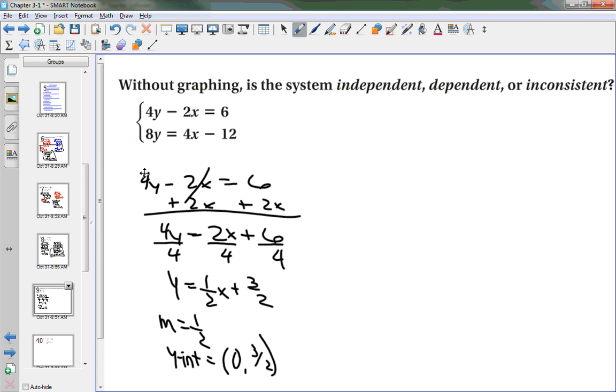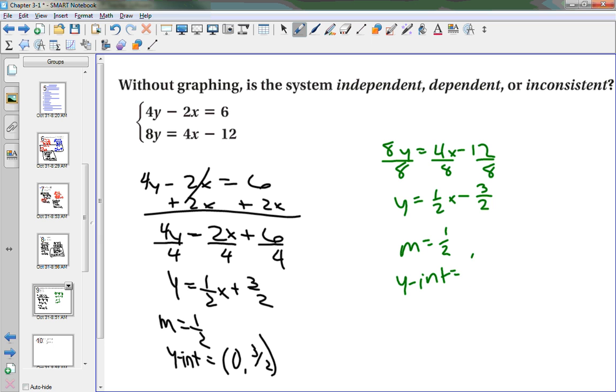That's all gorgeous. Now let's go to the next one. 8y is equal to 4x minus 12. What do I do here? Divide each term by 8. y is equal to 1/2 x minus 3/2. Now what do you notice about these two things? My slope is 1/2 over here. Now what's my y-intercept over here? 0, negative 3/2. Is everything exactly the same? No. The slope is the same, but what's different? Can you tell me what that means? My slopes are the same, but my y-intercepts are different.